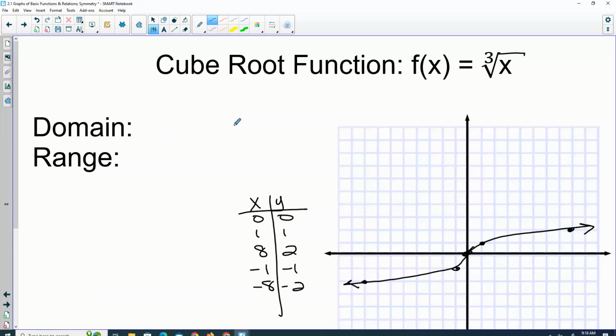My domain, as we go from left to right, what x's do we hit? And our range? Is this graph increasing, decreasing, or constant? Increasing, it's rising the entire time.